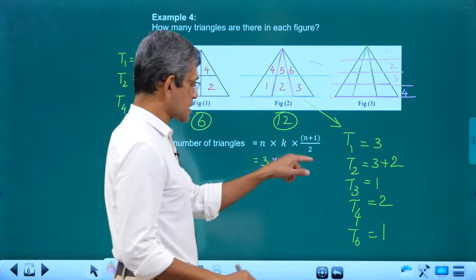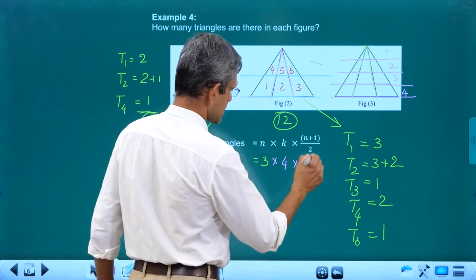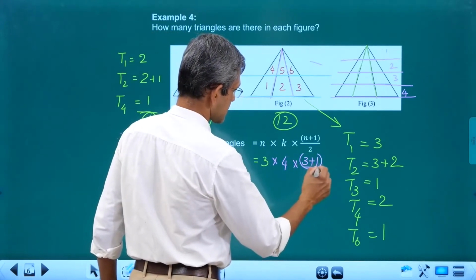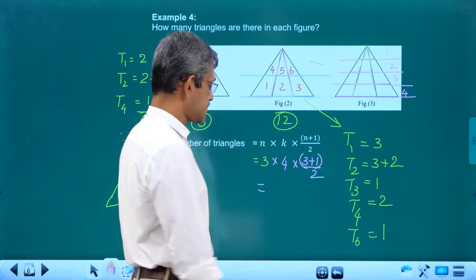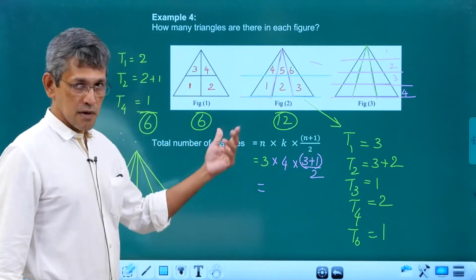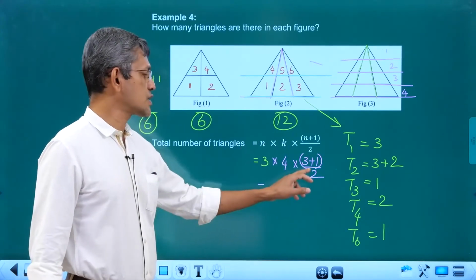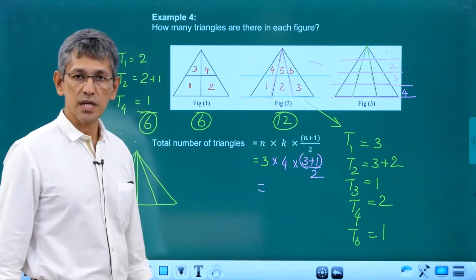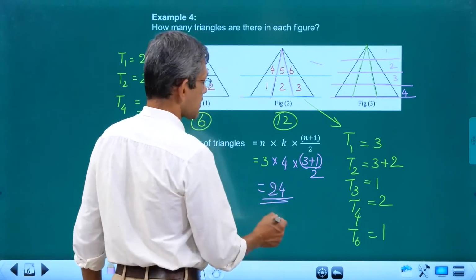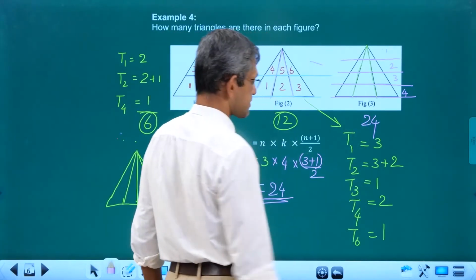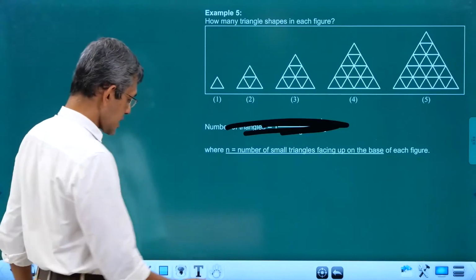And n plus 1, 3 plus 1, 3 plus 1 by 2. So solve it. 3 plus 1, well, 4 by 2 is 2. So 3 into 4, it's 12. 12 into 2, 24 is the answer. So how many pieces do we have here? 24 pieces.